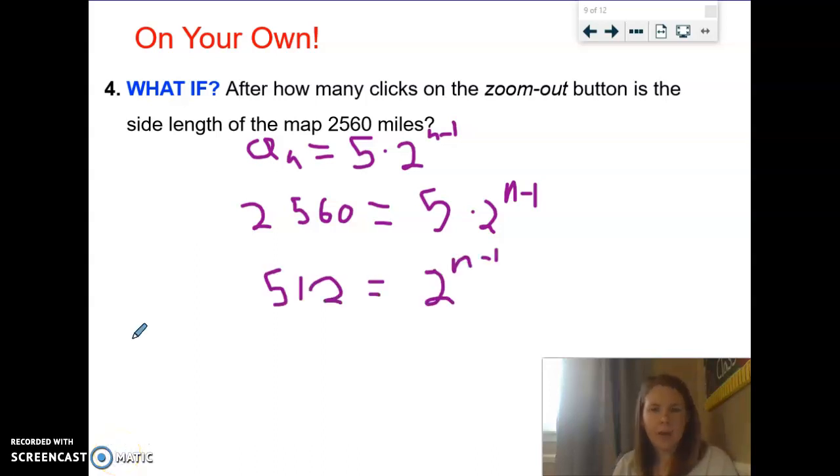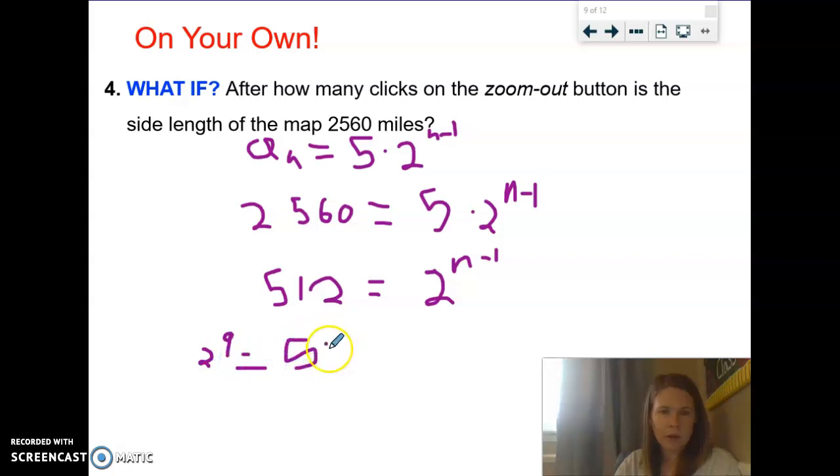All right, welcome all back. So my first thing that I did in this problem is I got rid of this 5 by using your inverse operation and dividing each side by 5. So from there, when I take 2,560, I get 512. And that leaves me just with 2 to the n minus 1. There's no good way to figure out this exponent exactly, so I just started guessing, throwing things in my calculator to figure out 2 to the what would give you 512. Well, I realized that 2 to the 9th gives me 512.